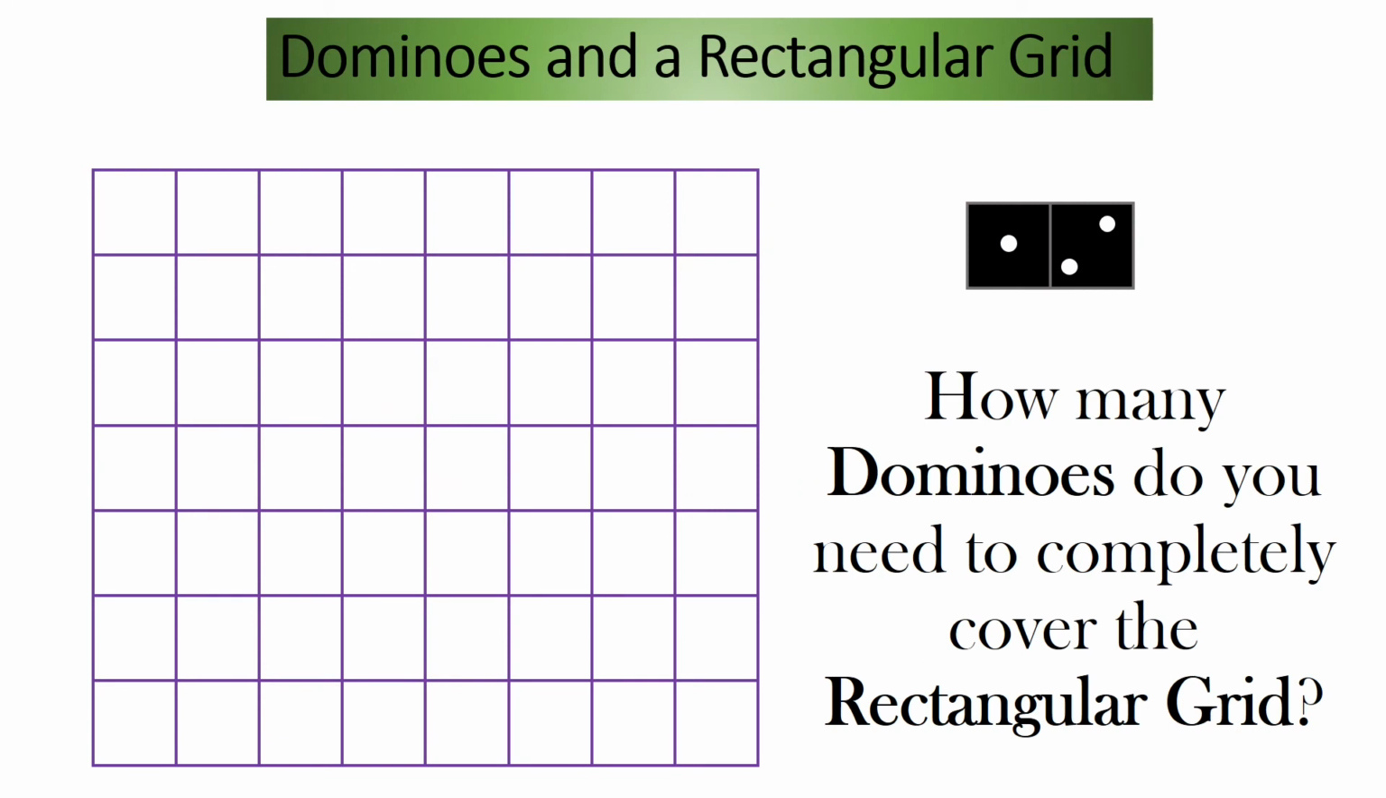Dominoes and a rectangular grid. So the question here is, how many dominoes do you need to completely cover the rectangular grid? So we have 1, 2, 3, 4, 5, 6, 7, 8. 1, 2, 3, 4, 5, 6, 7. An 8 cross 7 rectangular grid. Now, what would be your answer?